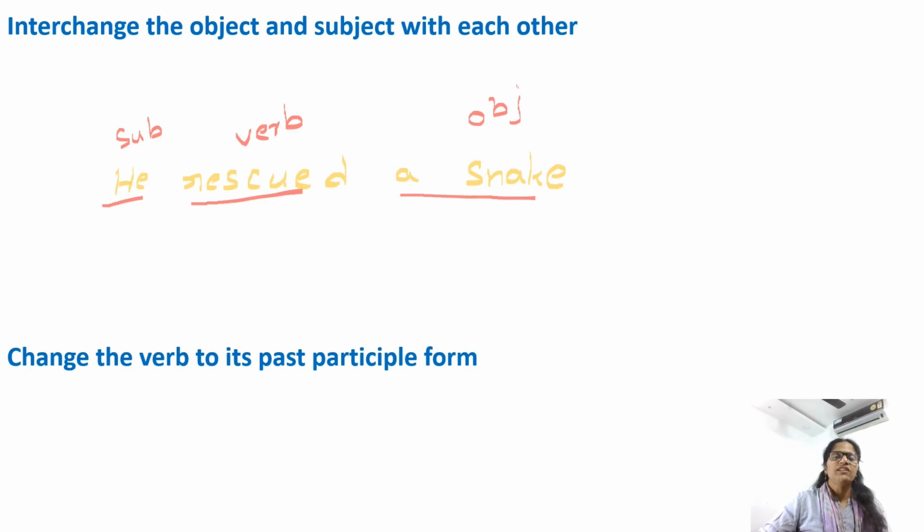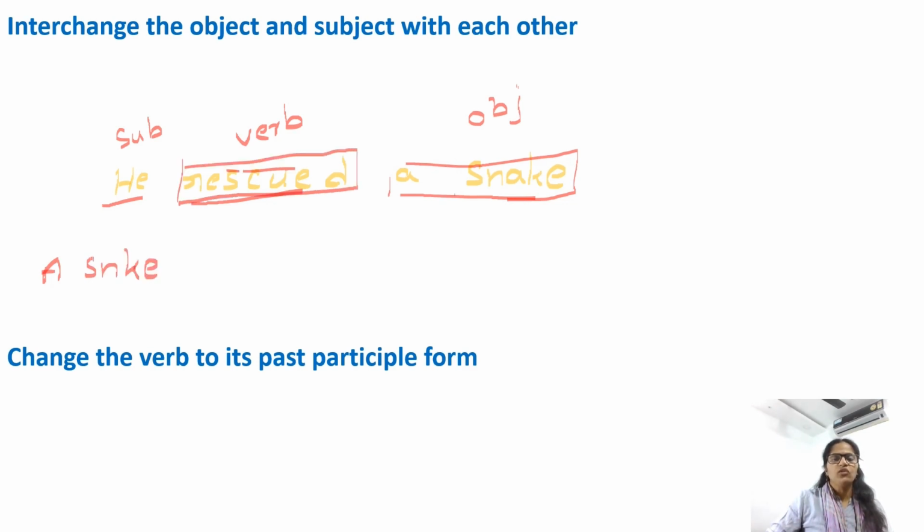Interchange the object and subject with each other. So, passive form always start with its object. Now, what is the object in this sentence? A snake. Verb in a sentence always should be in its past participle form, or you can call V3 form.